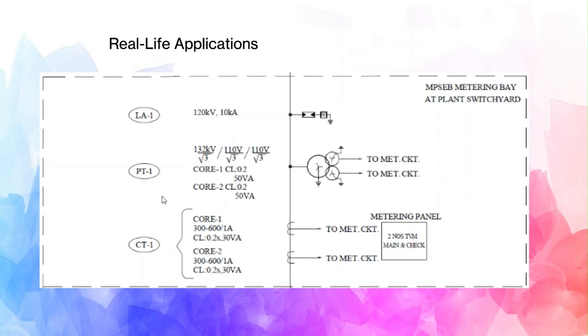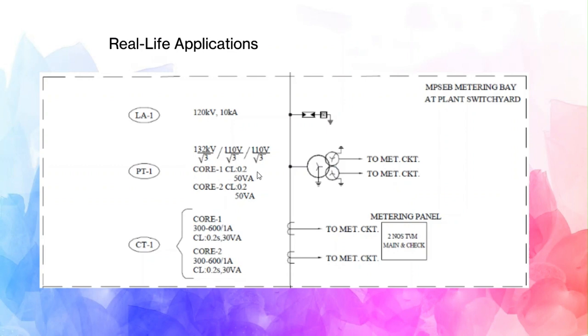So second is PT, potential transformer. Look at the symbol. This is the symbol of a potential transformer, and on the secondary side there are two circles, which means there are two cores. Core 1 is 0.2 class, and core 2 is again 0.2 class. So it means they are both metering cores. We'll come to these details in subsequent videos. Today we are going for the very simple basics of what is there in the substation.